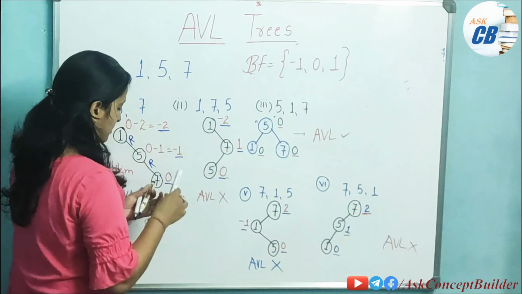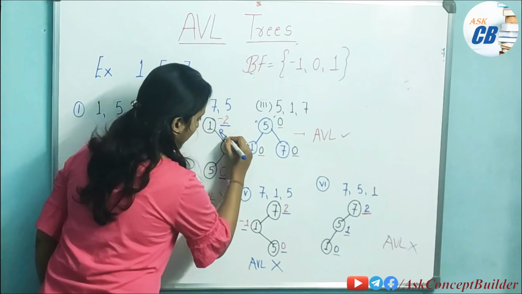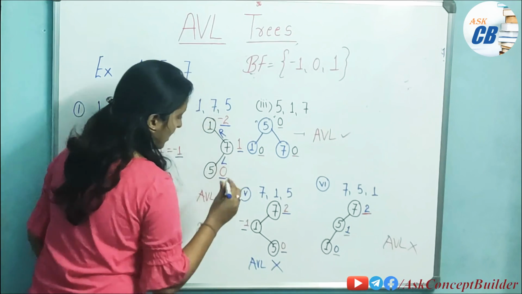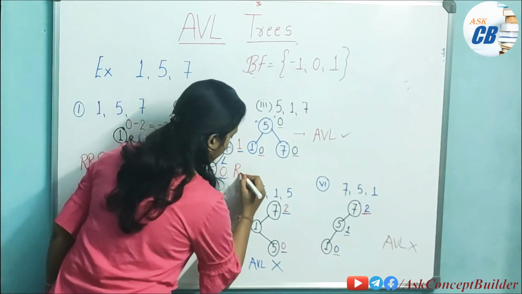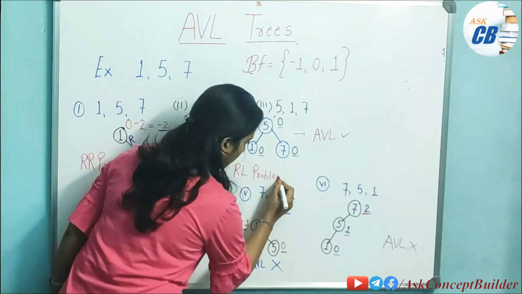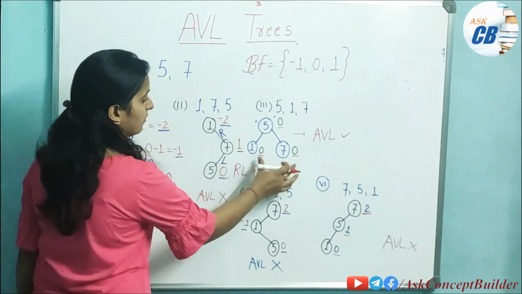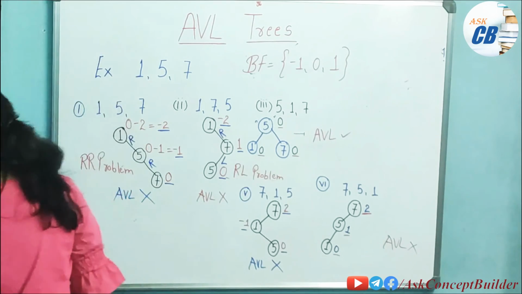Now what can we write for this node? This is the right side, so we write R, and this is left, so we write RL. This problem is called the RL problem. Okay, the third one, this tree is balanced. Fine. Okay, this we will draw.